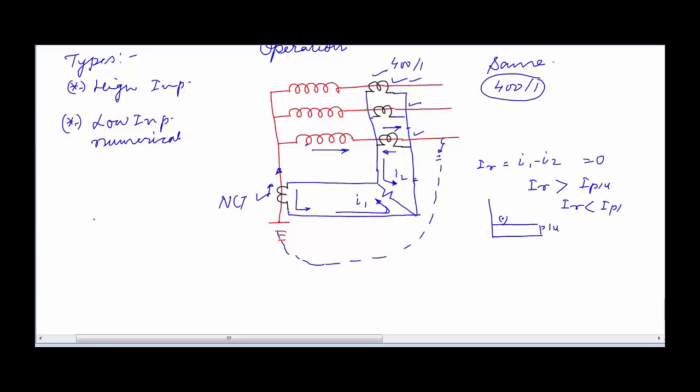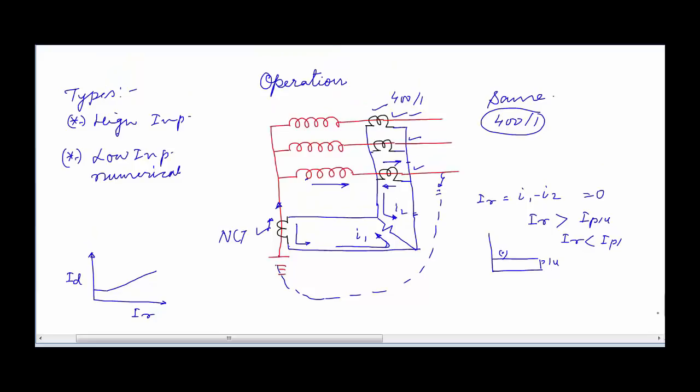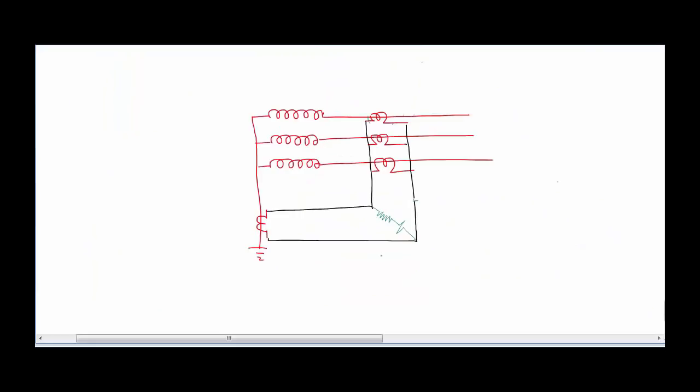But such is not the case when we implement low impedance REF protection, because the operation is something like this, where we have a restraining current on the x-axis and a differential current on the y-axis, and it is going to have an operating characteristic like this. So previously in high impedance REF protection, what we saw is that if the current being measured by the relay is more than the pickup value, then it is going to give a trip, and if the current being measured is below the pickup value, it is not going to give any trip. But such is not the case in low impedance REF protection, because here we have introduced a slope.